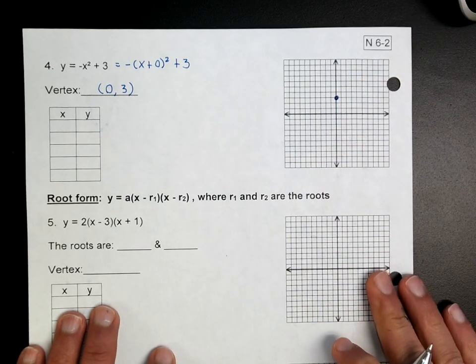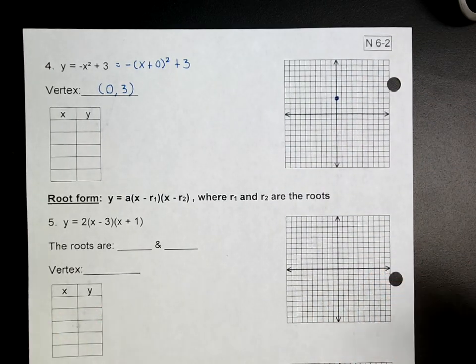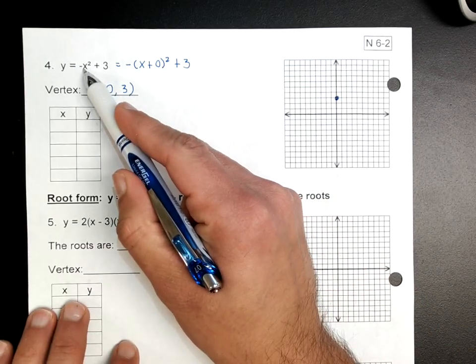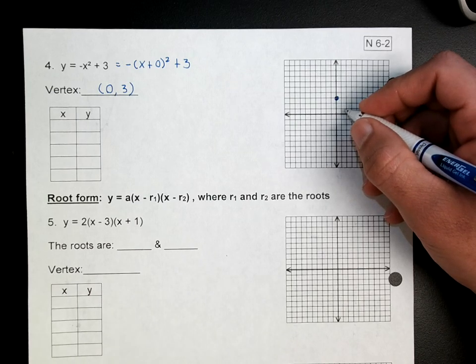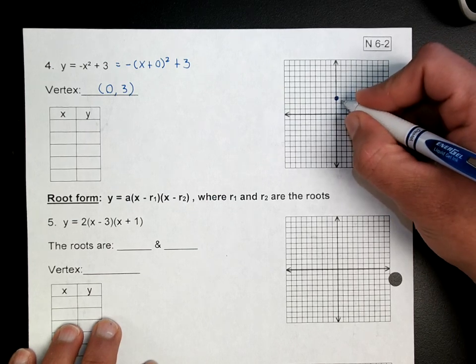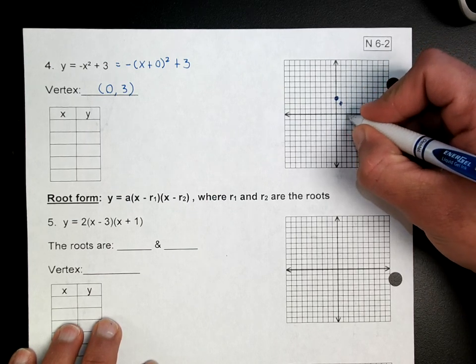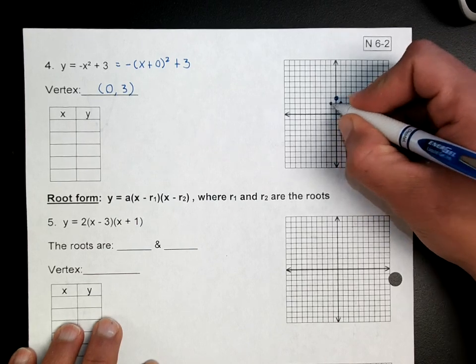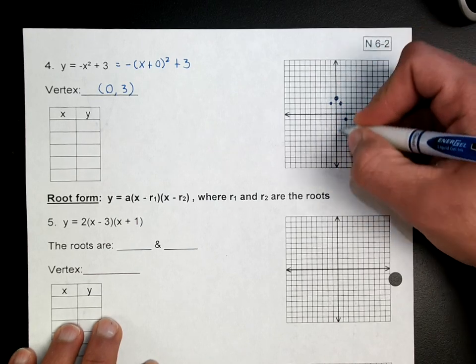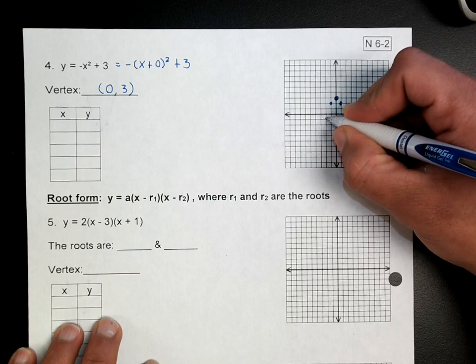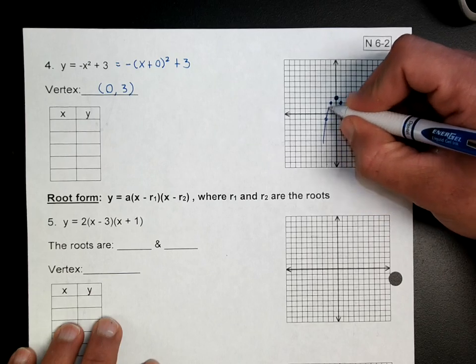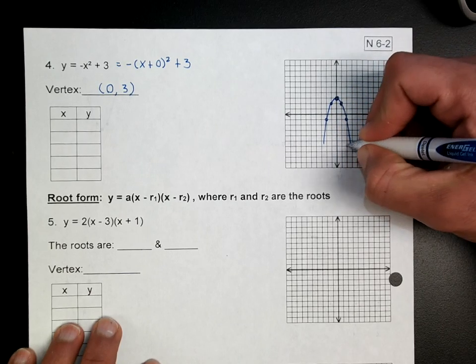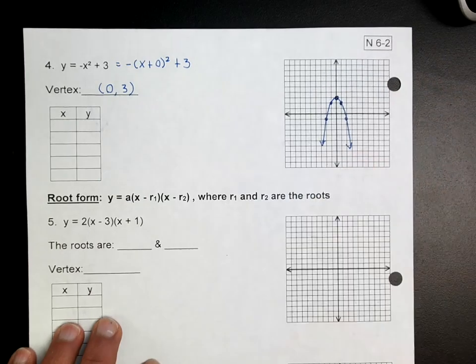Now, this is also being reflected. It's not being stretched because there's no number in front of this x squared, but it is being reflected. So what's going to happen is the same thing that happened in the last one, except my starting point where my vertex is going to be different. So from this point, I'm going to go to the right 1, down 1, to the right 2, down 4, and it's symmetrical around the vertex, or it's symmetrical around x equals 0. And that's what that one looks like.